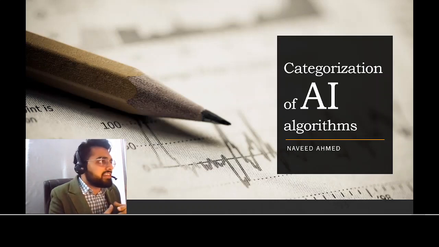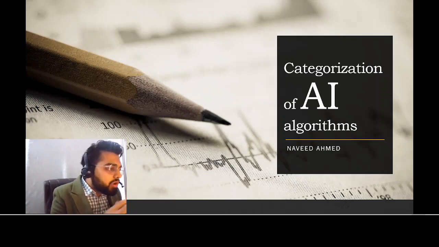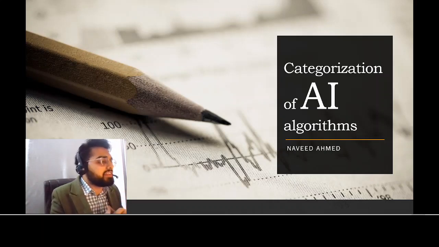First one is regression based algorithms. Regression based means linear regression, logistic regression, stepwise regression. Number two, instance based methods, meaning k nearest neighbor, learning vector quantization, self organizing map. Number three is decision tree learning, meaning tree based learning algorithms like C4.5, CART, ID3.